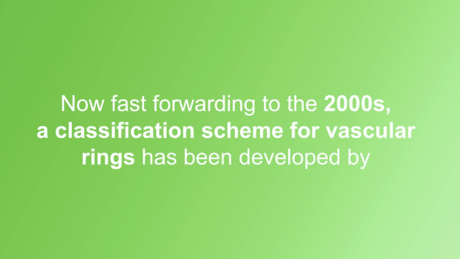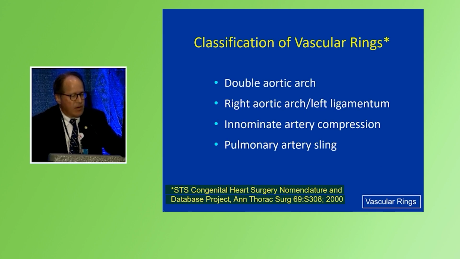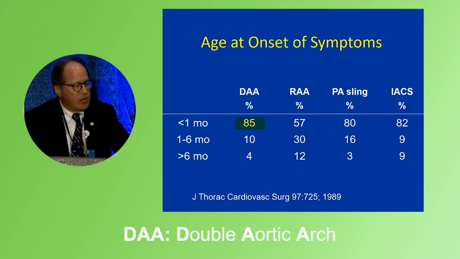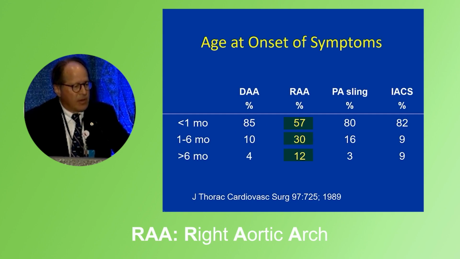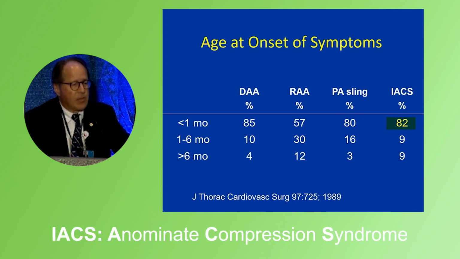And now, fast forwarding to 2000s, a classification scheme for vascular rings has been developed by the Society of Thoracic Surgeons. This was a large database project that came out in the year 2000. So double aortic arch, right aortic arch with left ligamentum, innominate artery compression, and then pulmonary artery sling. The age of onset of symptoms varies for each of these pathologies. You can see that for the double aortic arch, these children presented quite early within the first month of life. Right aortic arch tended to present later. Pulmonary artery sling, of course, also presented early in life, and also the innominate compression syndrome.